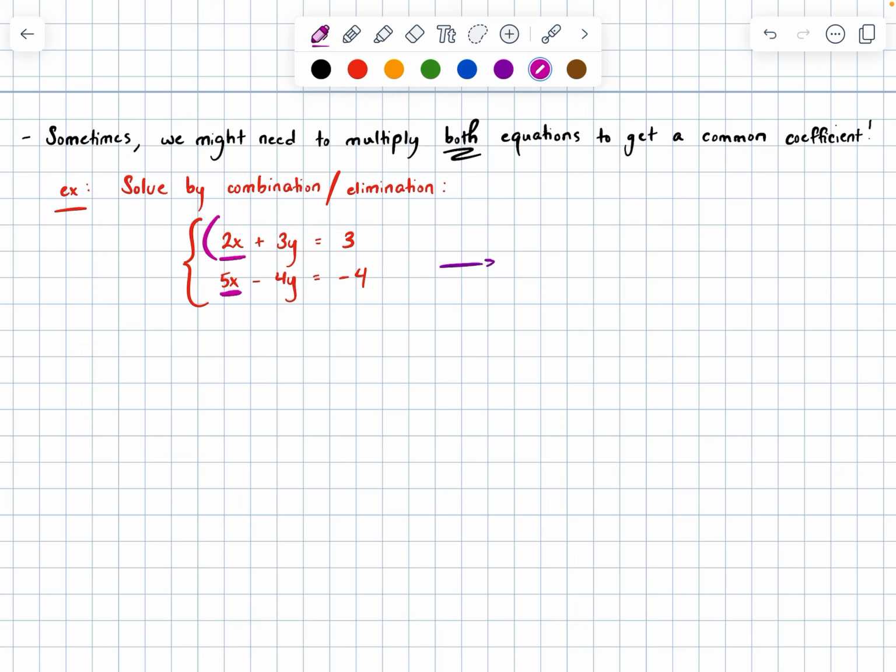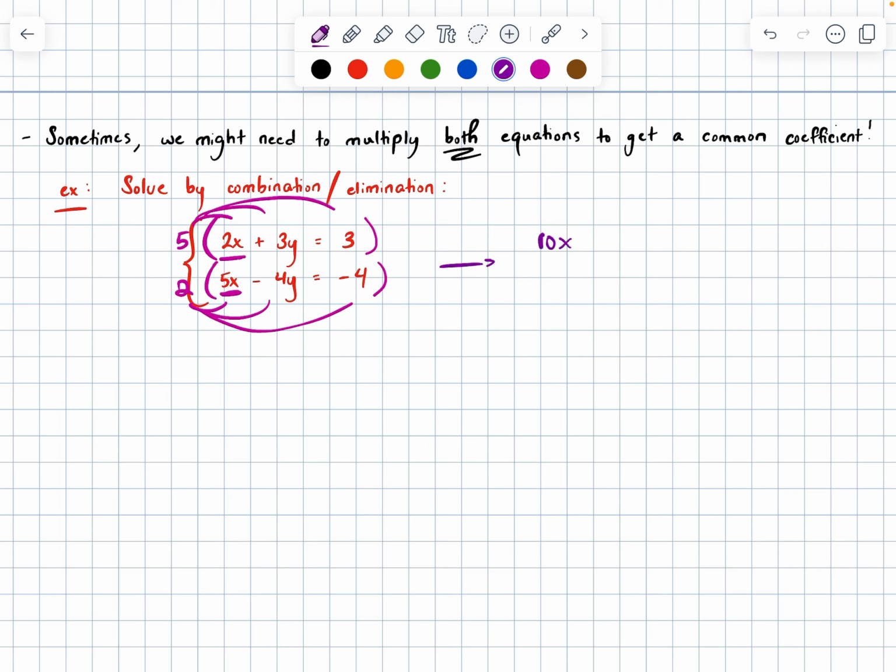So I want to turn 2x into 10x. In order to do that, I would multiply the top equation by 5. For the bottom equation, I want to turn 5x into 10x. That probably means I want to multiply 5 by 2. So I'm going to distribute my 2 here in the bottom equation, my 5 here in the top equation.